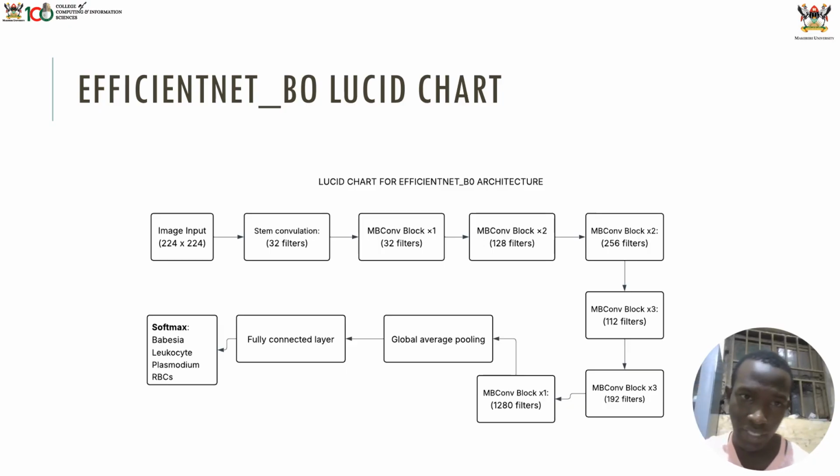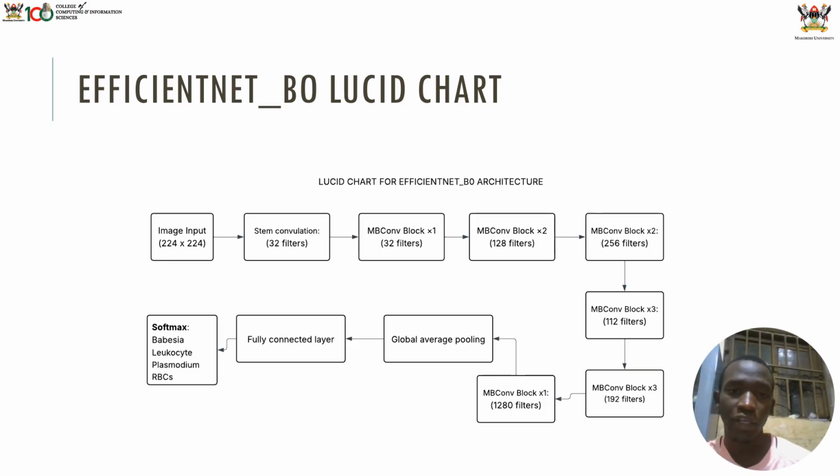We have the fifth layer, which consists of 256 filters. It also analyzes more complex and deeper representations within the cells. Then you have our next layer, which consists of 112 filters. These layers refine features and improve the feature quality using efficient computation.